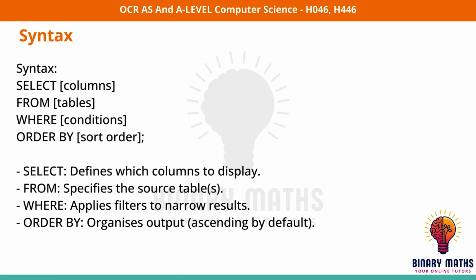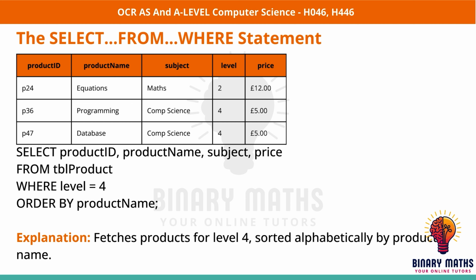Let's look at an example to make this clearer. Imagine we have a table called Table Product that stores information about different products. The table has columns like Product ID, Product Name, Subject, Level, and Price. On the screen, you can see what this table might look like. Now, let's say we want to retrieve all products that are for Level 4. We'd write a query like this, as you can see on your screen.